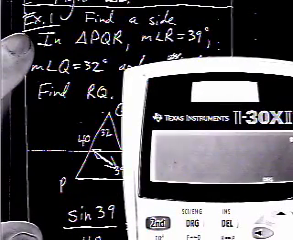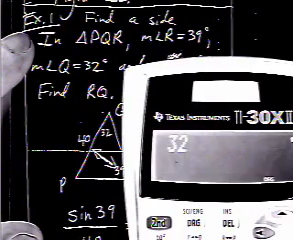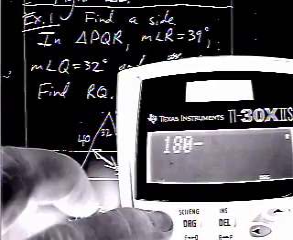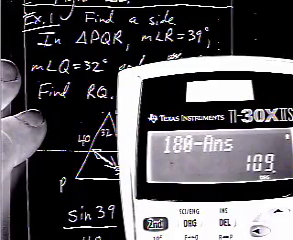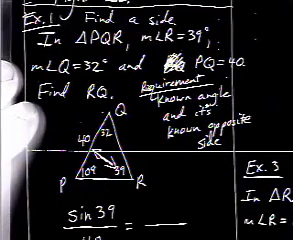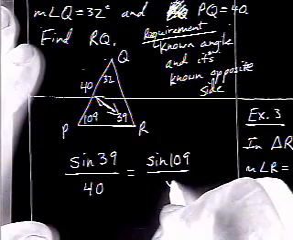Sorry, let me start back over. I can see clearly now, all of the angles add up to 180. 39 plus 32 is 71, so 180 minus that answer gives me 109. Clearly, this triangle is not drawn to scale. But we need the sine of angle 109 divided by its opposite side.